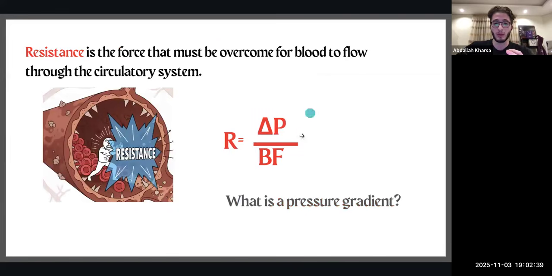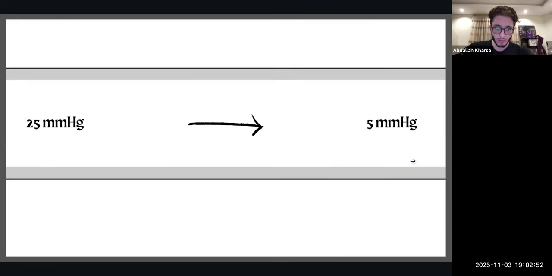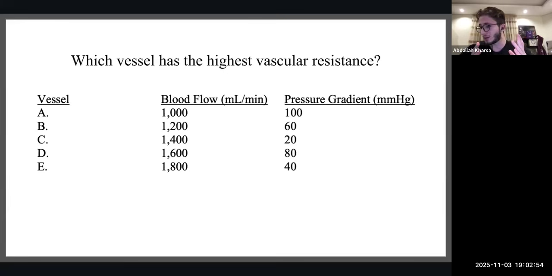And I want you to remember this formula, okay? Resistance equals change in pressure over blood flow. Is everything clear so far? Does anyone have any questions? All good? Okay, let's keep going. So we already have a question. We just talked about the formula for resistance. Can somebody read this question, or do I read it? Okay, I'll read it since you guys probably just joined. So it's asking which vessel has the highest vascular resistance.